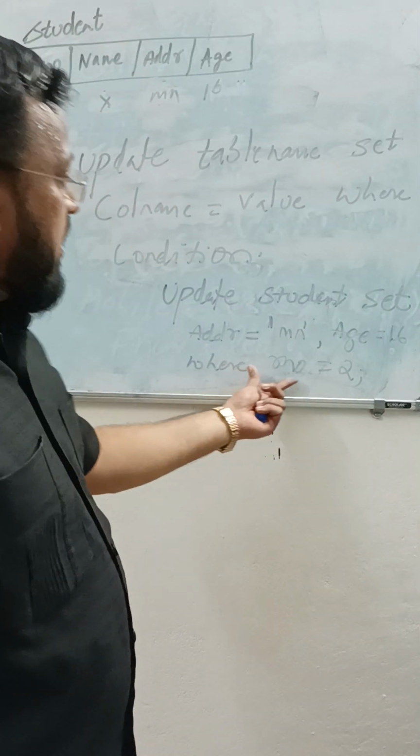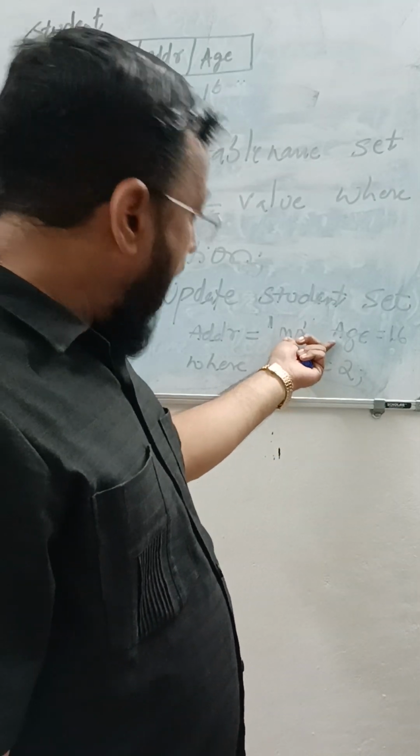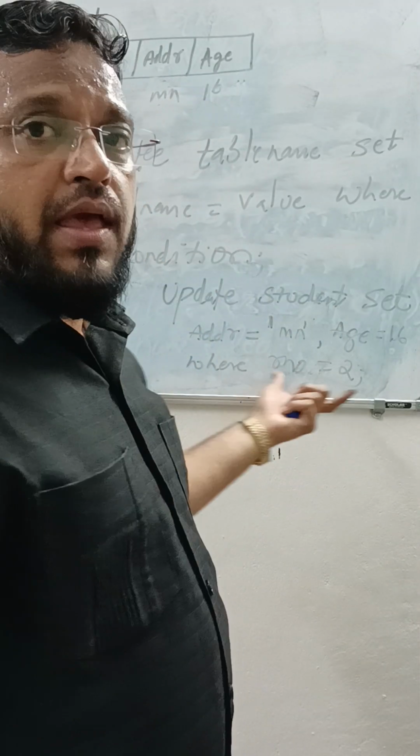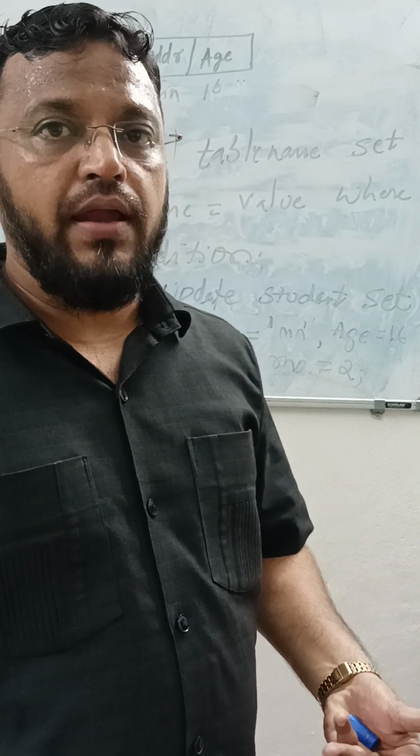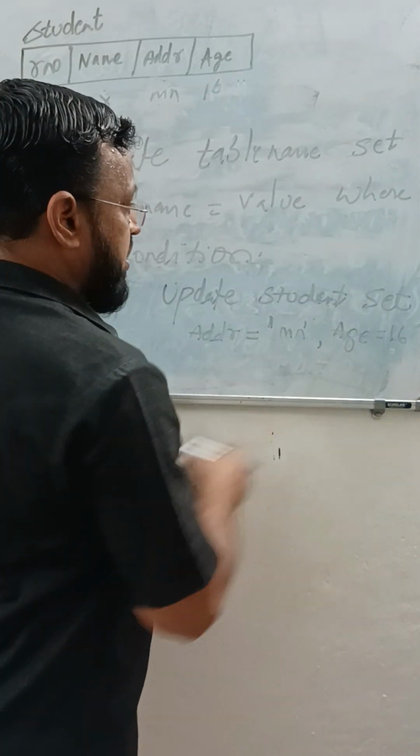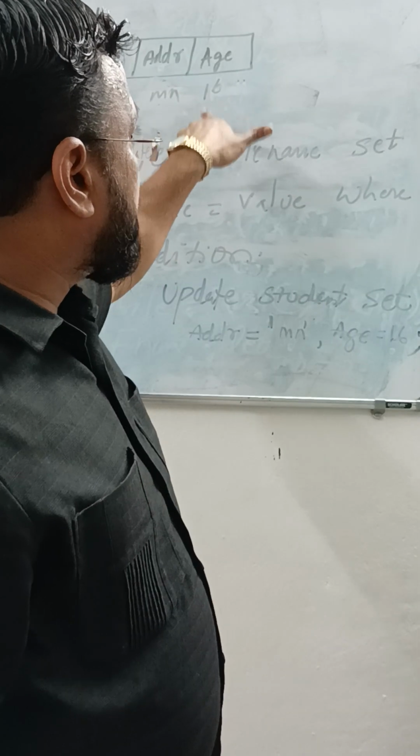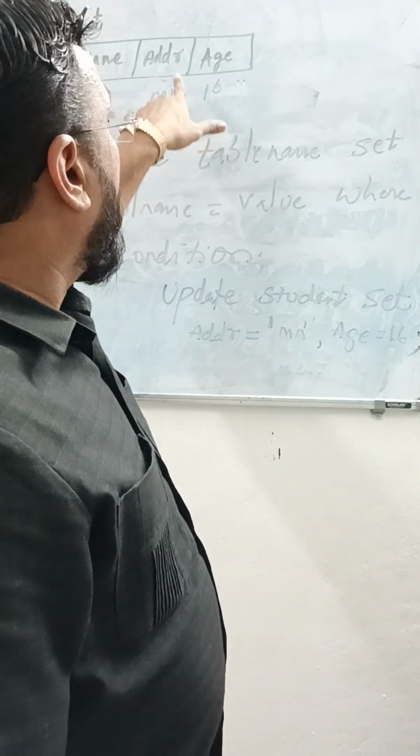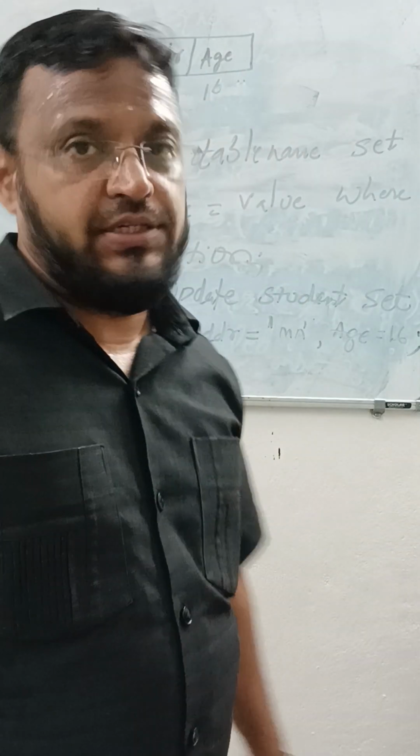Now, if I don't give this where condition, then these values will be stored for all the rows. For example, if you have 5 columns and you don't give the where condition, what will happen? All those 5 columns will have address as mn and age as 60.